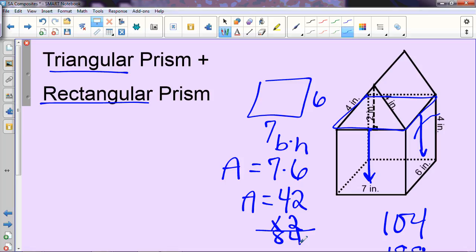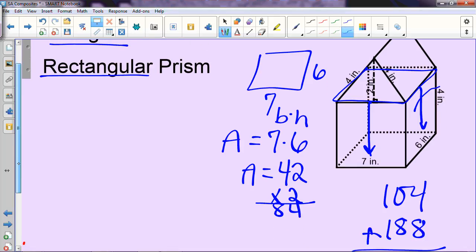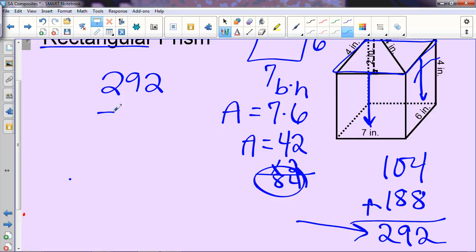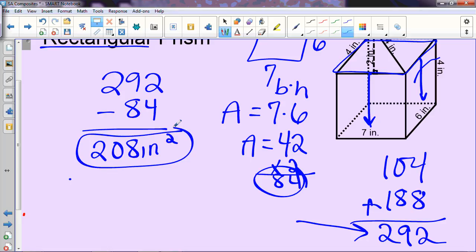So remember, I don't want to waste my money on paint that's not even going to be seen, so I want to take my entire surface area, which was the 292 that we found down here, and I actually want to take away that piece inside that we don't need to paint, so I don't waste my money. So 292 minus 84 leaves us with 208. Make sure you go back and look at your units. Inches squared, because we're finding area.